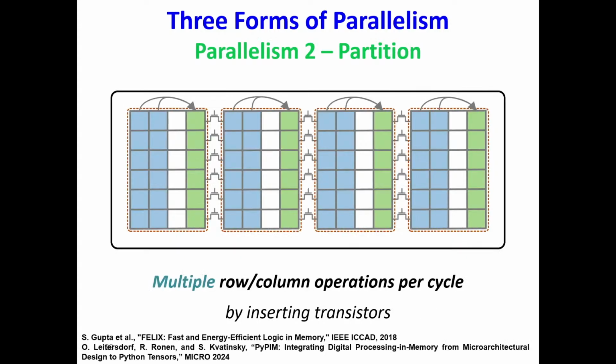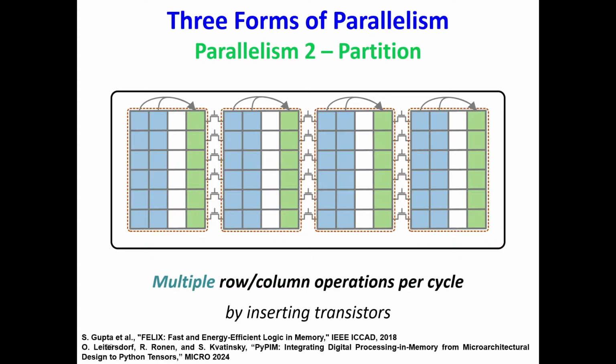Another form of parallelism is that we can have partitions, which means that we will put switches between different cells in the row at the cost of area. Okay, we will lose area because we will put the switches, but we will get more parallelism because we will be able, within the same row, to have multiple gates. And by that, we will have partition parallelism in addition to the row or column parallelism.